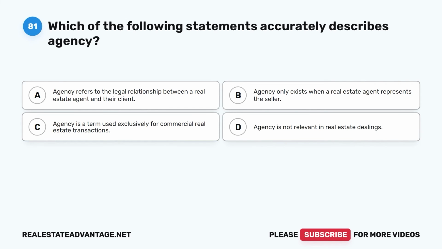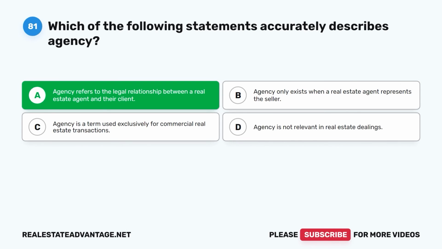Question 81. Which of the following statements accurately describes agency? A. Agency refers to the legal relationship between a real estate agent and their client. B. Agency only exists when a real estate agent represents the seller. C. Agency is a term used exclusively for commercial real estate transactions. D. Agency is not relevant in real estate dealings. The correct answer is A.